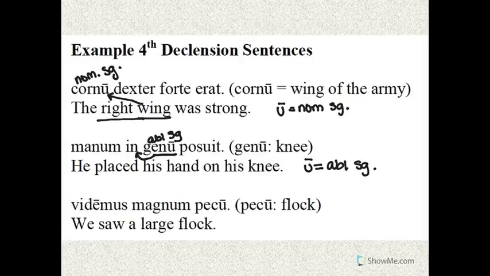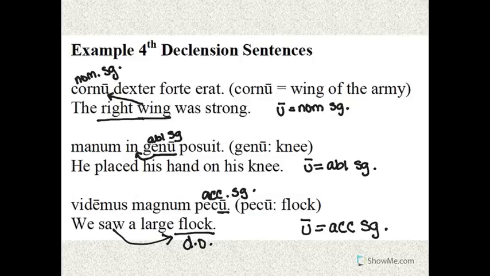Okay, let's check out the next sentence. Videmus magnum pecu. We saw a large flock. Our fourth declension neuter noun here is pecu, which means flock. As we can see from the English sentence, we saw a large flock. The noun flock is being used as the direct object. It is what is being seen. So this pecu ending must be an accusative ending. And we're only talking about one flock, so once again, this must be singular. Well, that's really weird. U is also an accusative singular ending. Interesting. Let's go ahead and look at our chart.